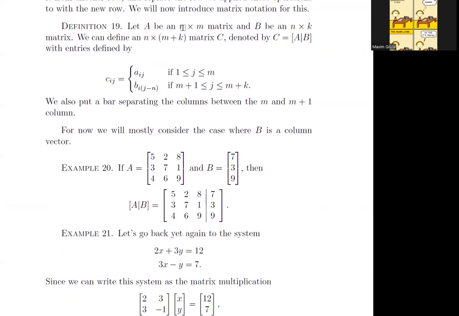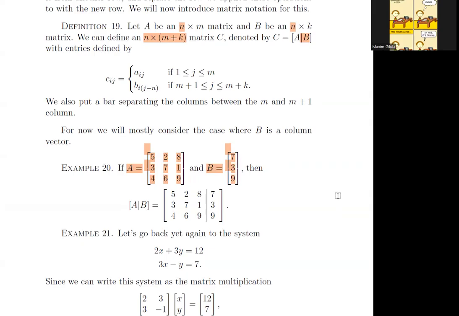If you have an n by m matrix and an n by k matrix, so they need to have the same number of rows, you could define an n by m plus k matrix by just thinking of them side by side. Here's the formal definition, and we put a bar in between the entries just for notation. But you don't need the formal definition. The concept is very easy. For example, if I had this matrix A and this matrix B, which is a column vector, then we could augment the matrix AB. We just write A on one side and B on the other side with a line in between.